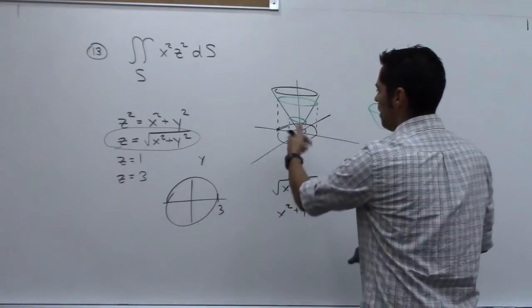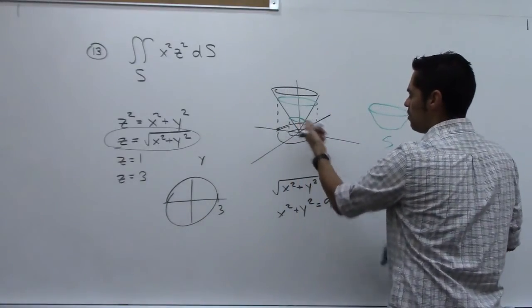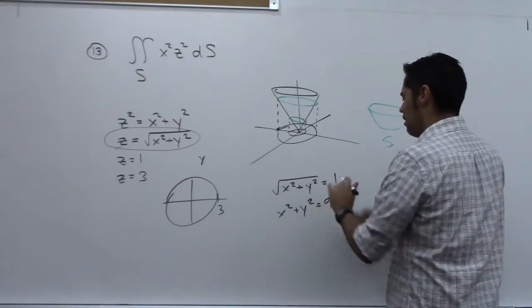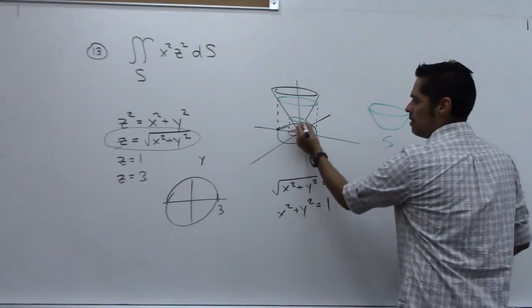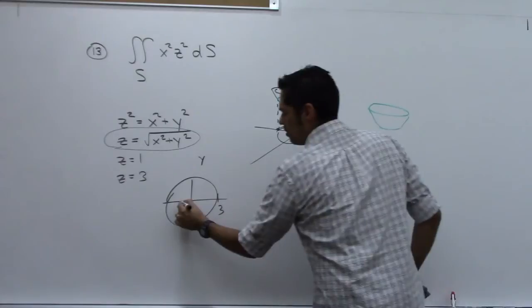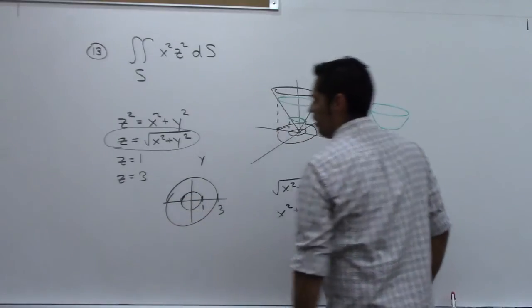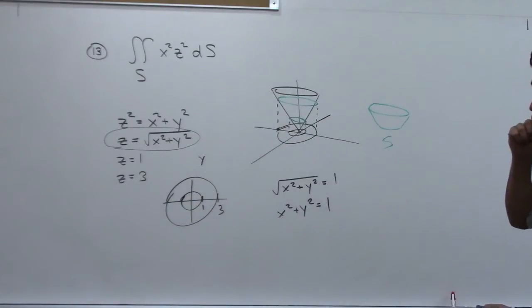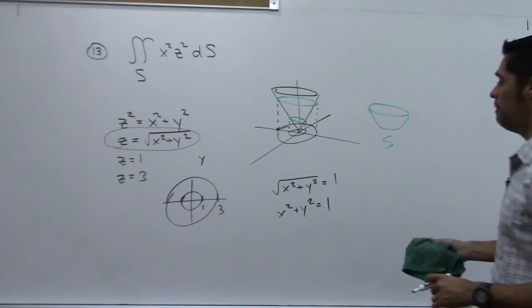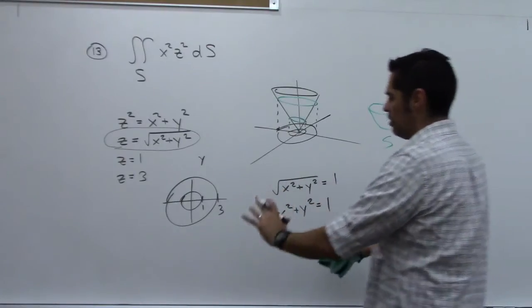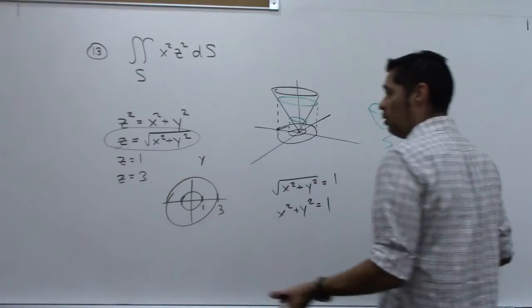And then if I do the same thing, I say, where does it hit this plane z equals 1? I make a 1 here. Square both sides, I get 1. So this would be a circle of radius 1. So the inner piece is 1 here. All right, but let's get down to business here. This is just setting up my restrictions in determining I'm going to go to polar at some point.